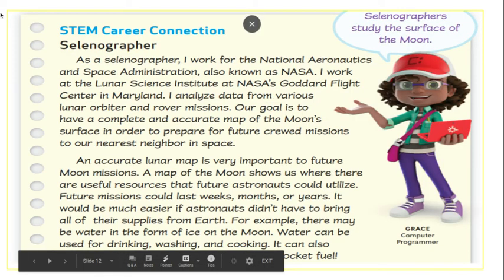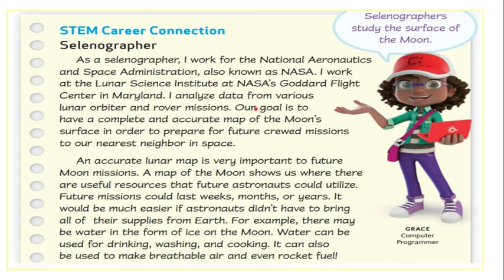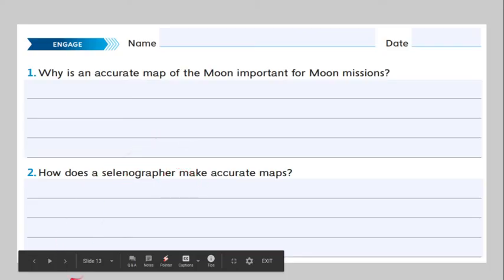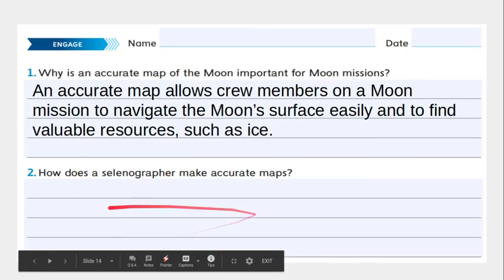All right, so if I'm reading this first paragraph for the second time because I already read it, I'm going to look in this first paragraph in the last sentence. I could find my answer to the question. Our goal is to have a complete and accurate map of the moon's surface in order to prepare for future crewed missions to our nearest neighbor in space, which is the moon. Okay, great.